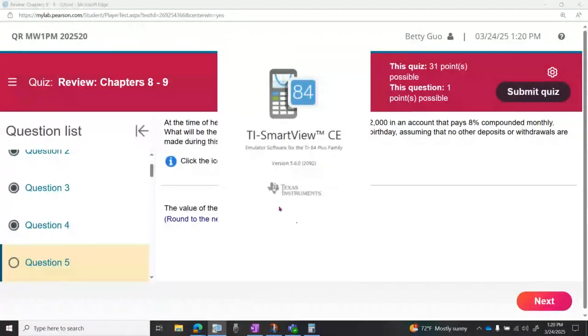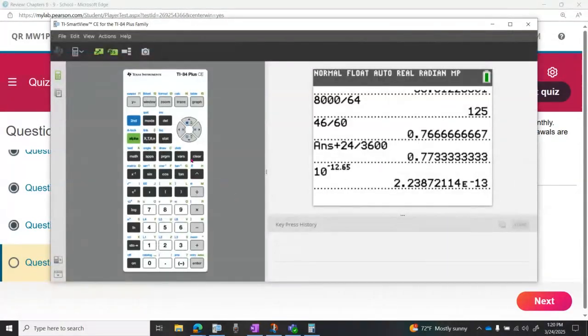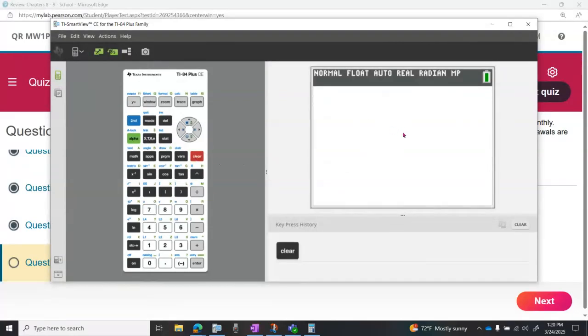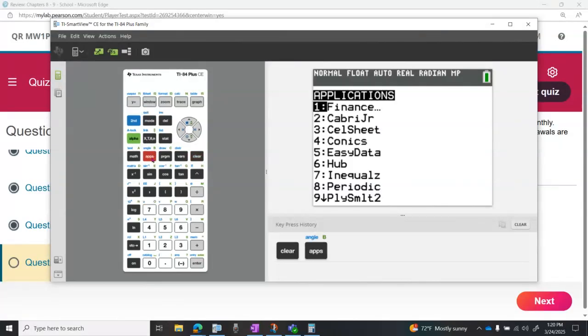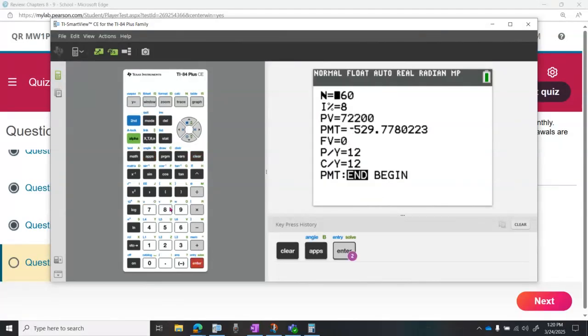When do we use the TI-84 calculator for the exam? For 3 different types of problems. This is the first type of problem that you may use the TI-84 calculator to help you. This is the compound interest account problem. We go to apps, finance, TVM solver.